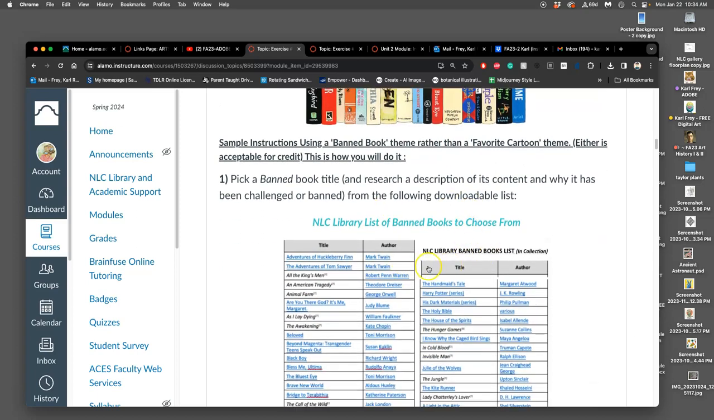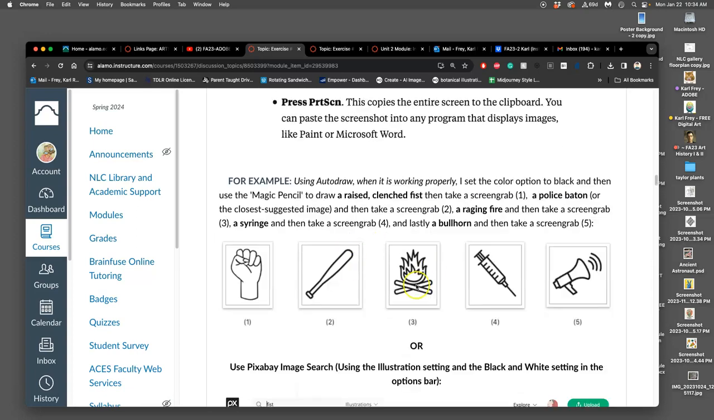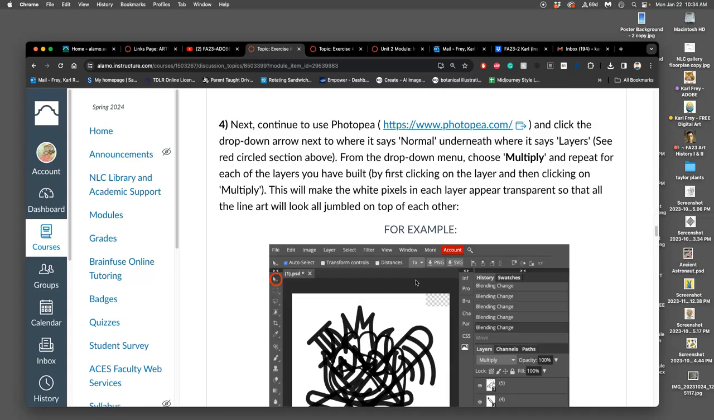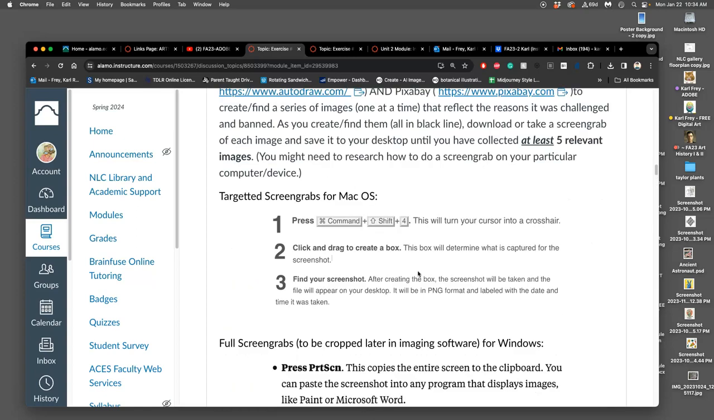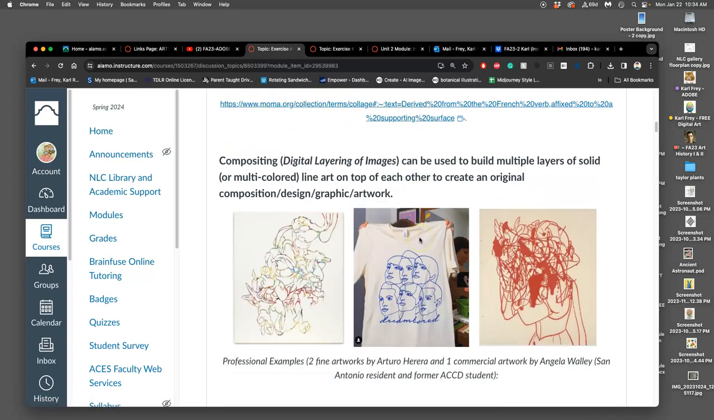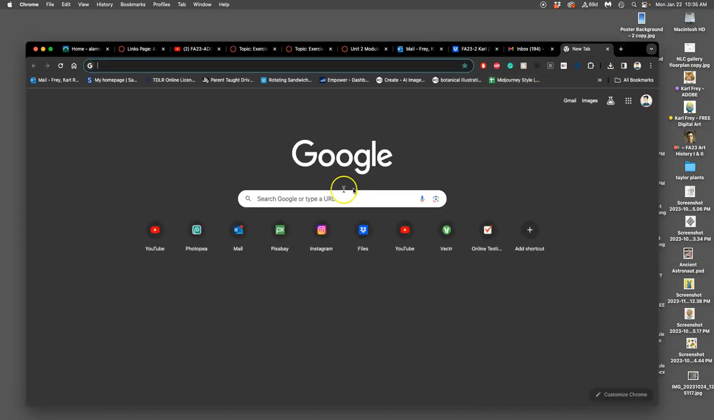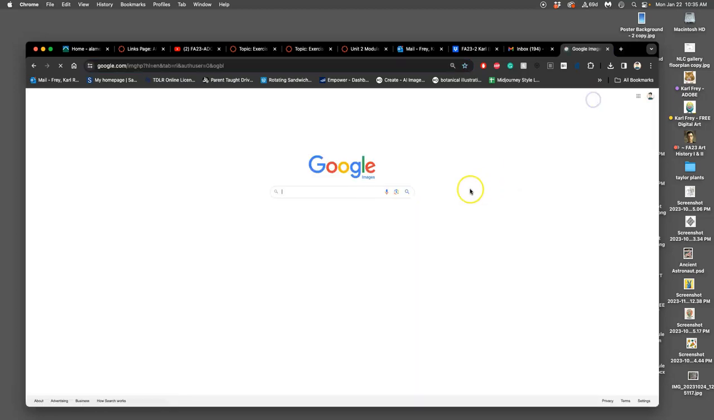Now, my directions here are based on a band book theme. And you could follow these to know exactly what we're going to do, but I'm going to demonstrate on a favorite cartoon theme. So you don't need to worry about the band book for this assignment. Instead, we want to pick our favorite cartoon, and we're just going to do a Google image search for that cartoon.